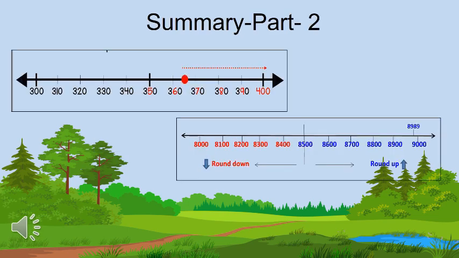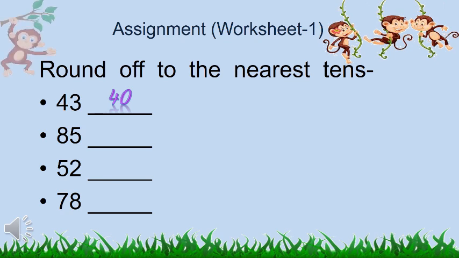For rounding off to the nearest 100 and 1000, the same rule will be followed. If the digit to the right of the place is 5 or above, round up, and if it is below 5, round down. I hope now all of you have understood the concept of rounding off. So I have prepared some worksheets for you.